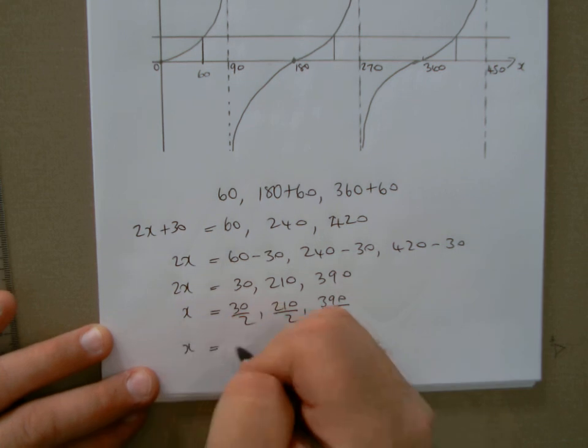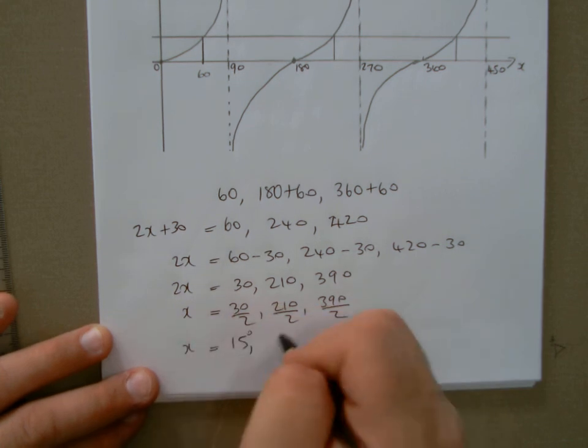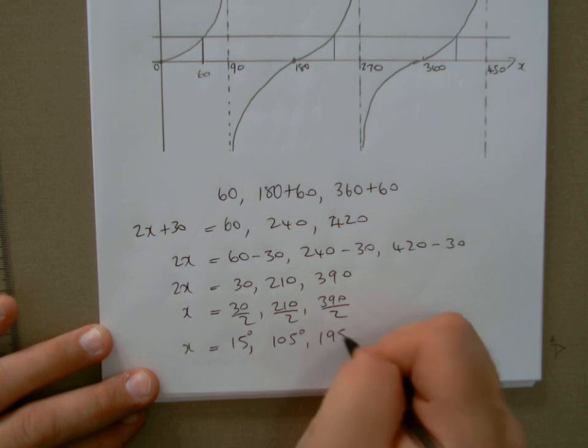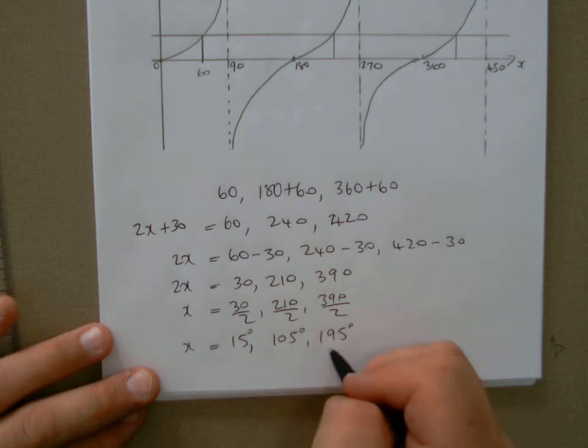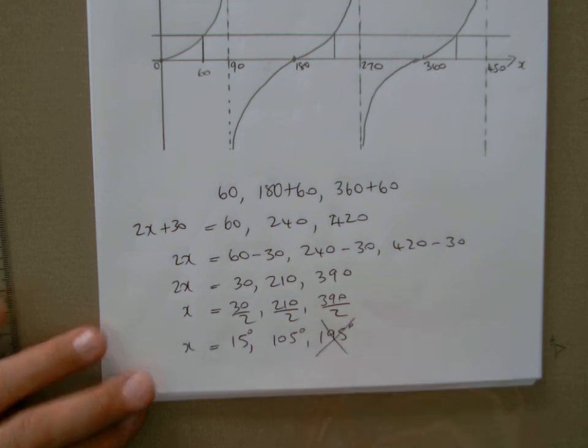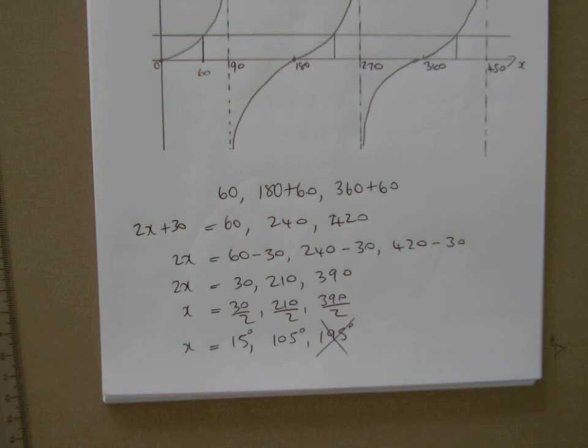So x will be 15 degrees, 105 degrees, and then when you work that out, that comes out to be 195 degrees. Now that last one is actually outside of our range, because remember we wanted it between 0 and 180, so we can put an x through that. We can cross that out to say we don't want that one, but the other two are perfectly sufficient between 0 and 180.